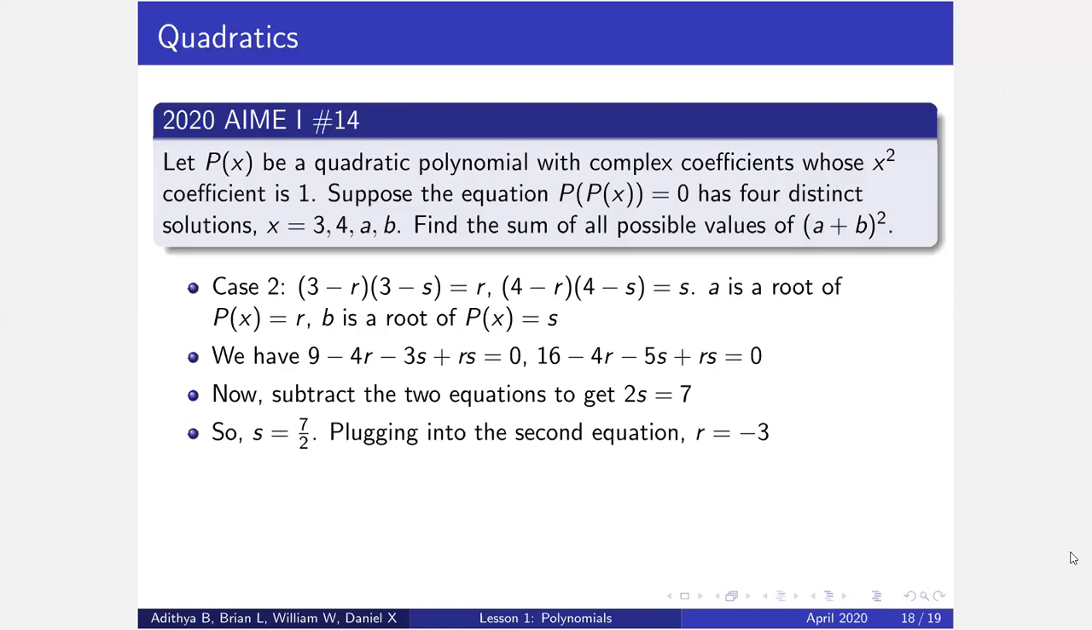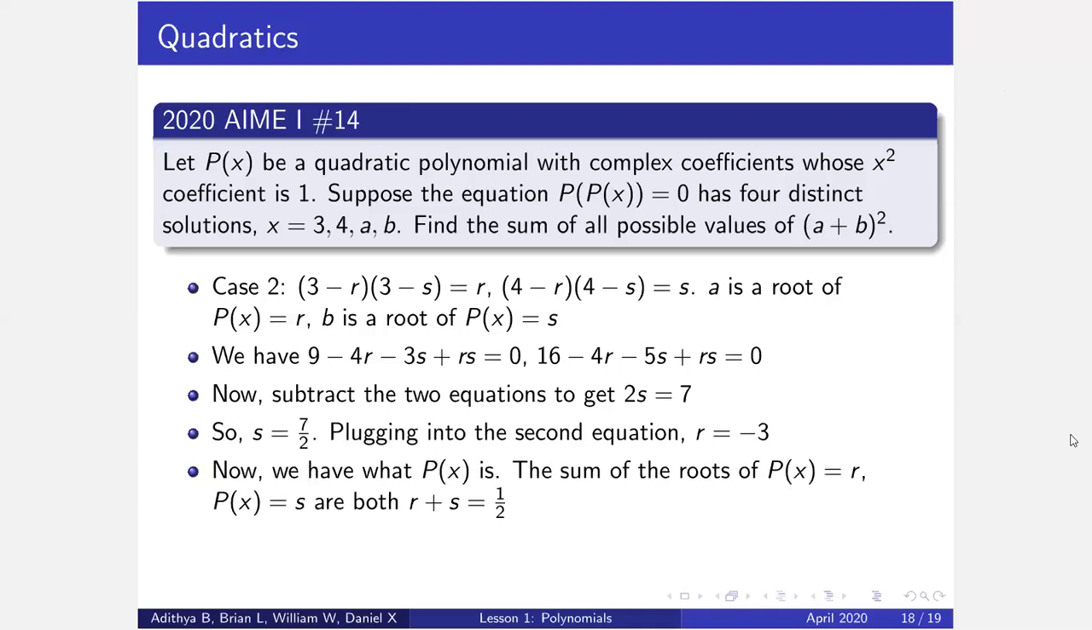If you expand p of x is equal to r, (x minus r) times (x minus s) is equal to r, you see that, as before, the coefficient of the quadratic term is 1, and the coefficient of the linear term is negative r minus s. So by Vieta, the sum of the roots is r plus s, but we know what r and s are, so the sum of the roots is 1/2.